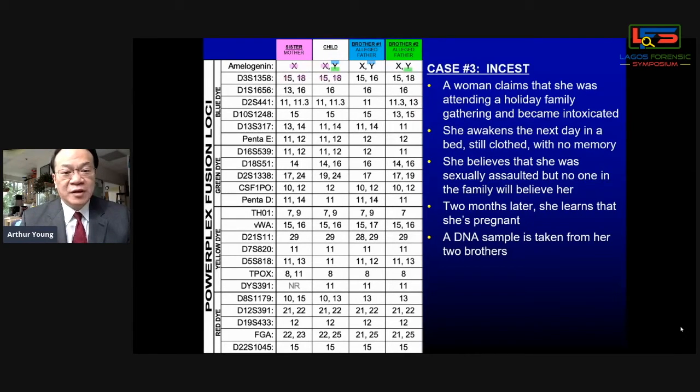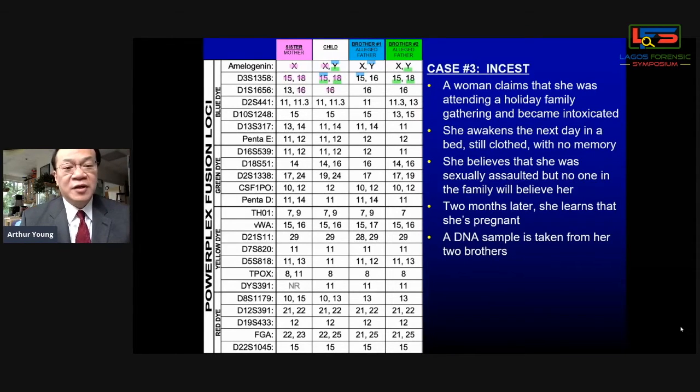Next, we have the 15 and the 18 alleles, which the mother has both. However, when we look at brother number 1, he only has the 15. So the 15 could have come from him, in which case the 18 would have come from the mother. However, brother number 2 has both 15 and 18, and he could have contributed either one. So this is all still consistent. We don't know which brother it is, and we don't know which allele the mother provided.